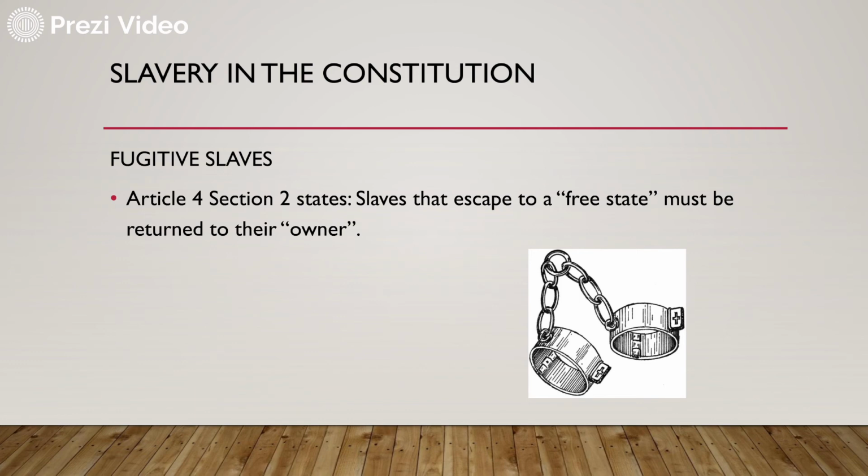But in the Constitution, in Article 4, Section 2, slaves that escaped to a free state must be returned to their owner, which meant that there was nowhere in America that they would be free. So even if you were a slave and you went to a state where slavery was not legal, you were still considered a slave, and you were still considered property of your owner, and you would have to be returned back to your owner if you tried to escape.